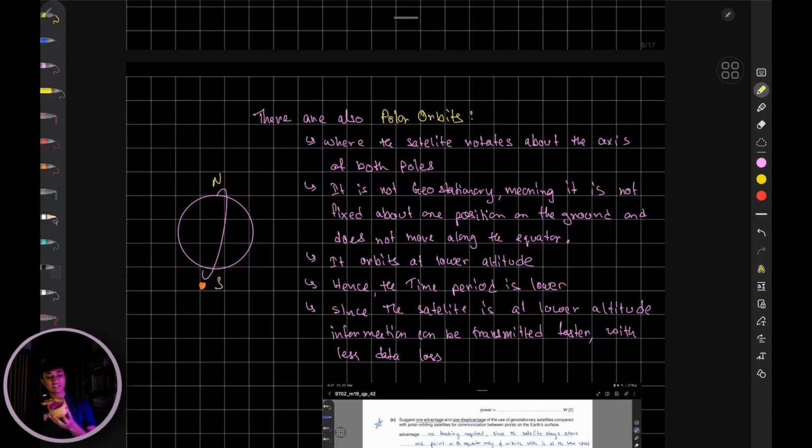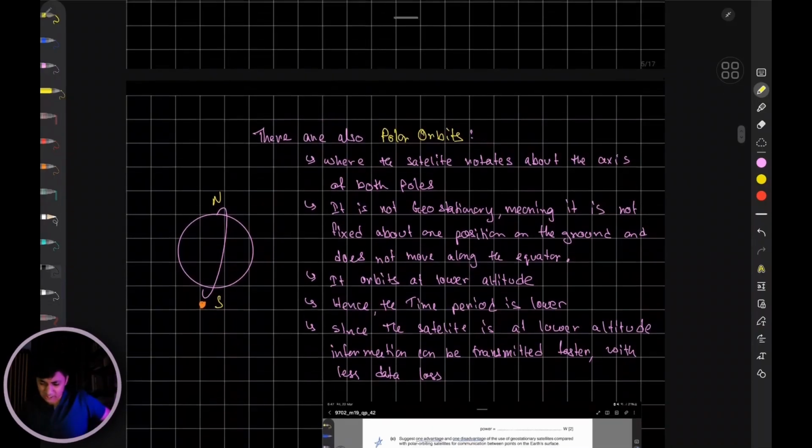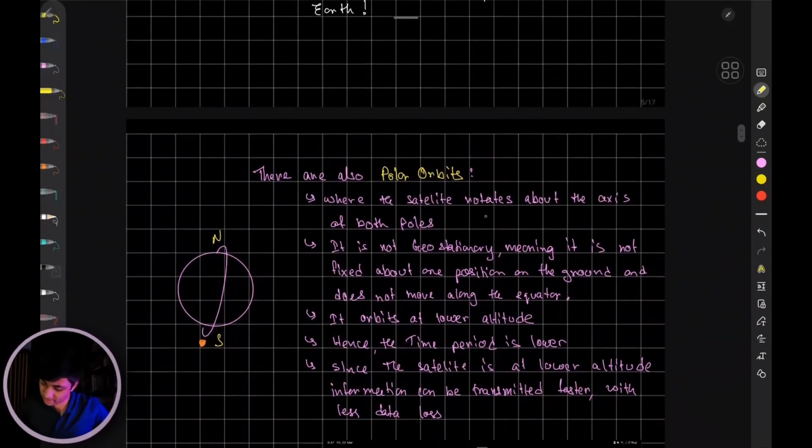While beginning this video, I took this example and said how if I take a point and I make it orbit, it is going to orbit out of sync. It is not going to be about the same fixed position. So in polar orbits, the difference is it's not going to stay above the same fixed position, right? That's the first point. It is an orbit where the satellite is going to orbit about the axis of both poles, that is North and South Pole. So if this is your North Pole and this is your South Pole, it's going to orbit like this, right?